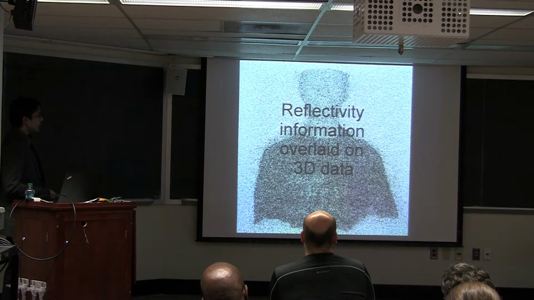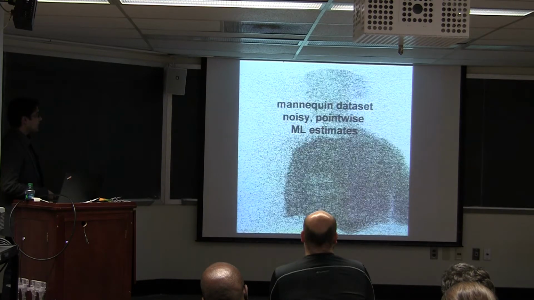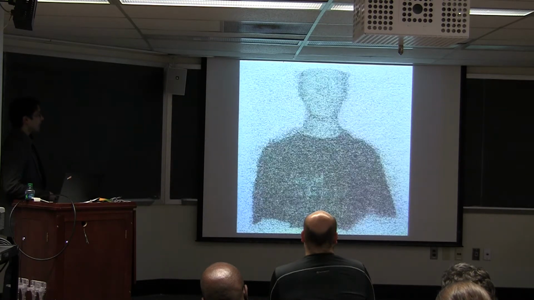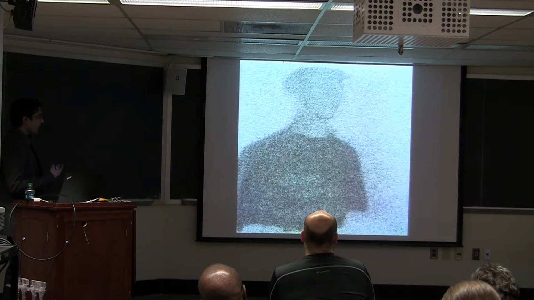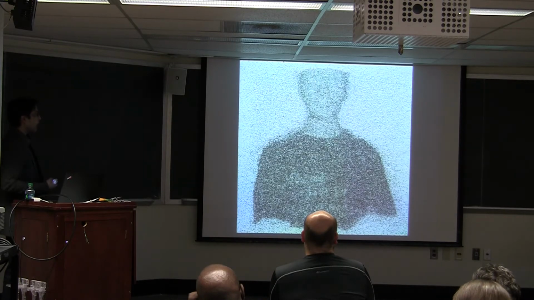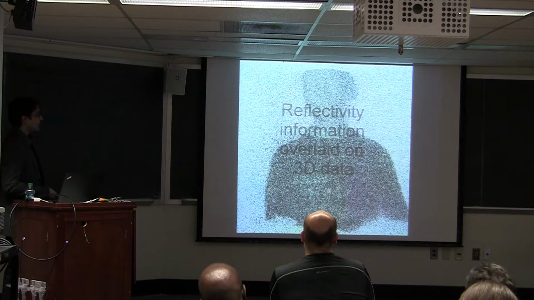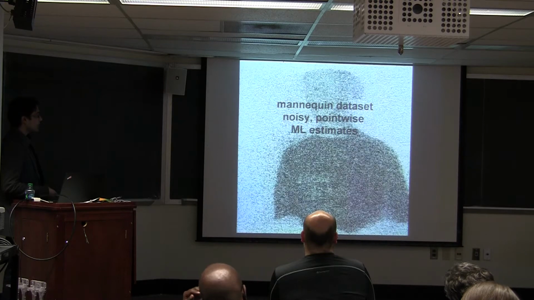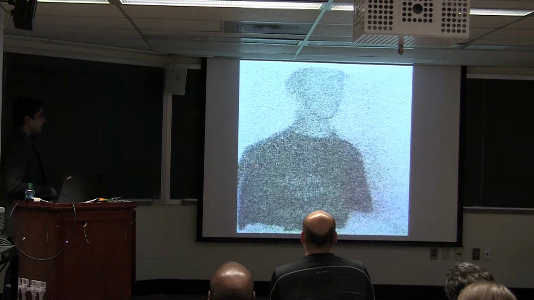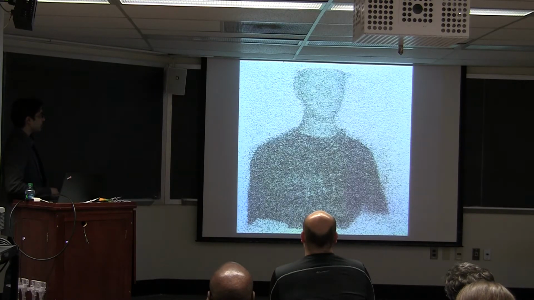Conventionally, one would just do point-wise estimation, and this is the result of point-wise estimation, where we've overlaid an estimated reflectivity on top of an estimated position in 3D space, and we rotate the model around so that you can see that we're talking about something that's 3D.